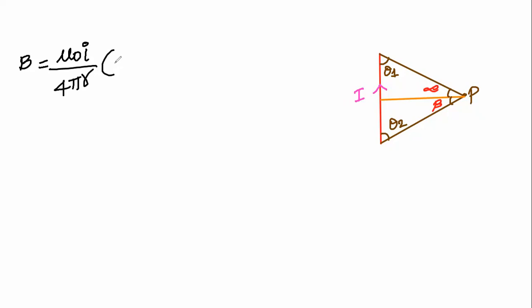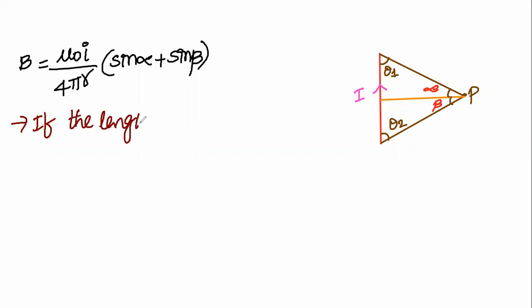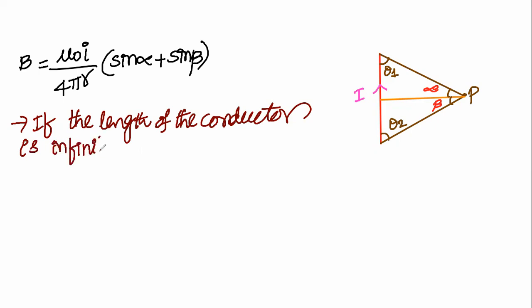into sin alpha plus sin beta. It is a finite length conductor. If the length of the conductor is infinite, then alpha is equal to 90 degrees and beta is also equal to 90 degrees.